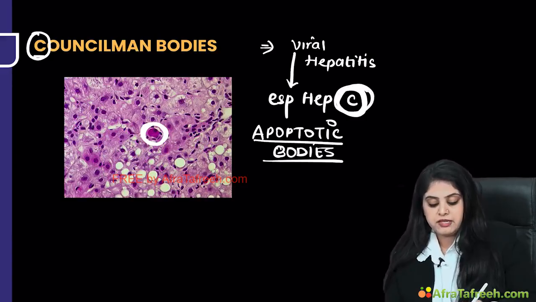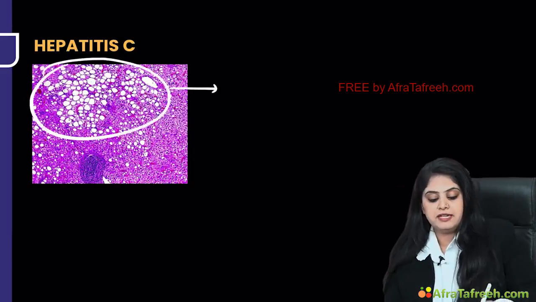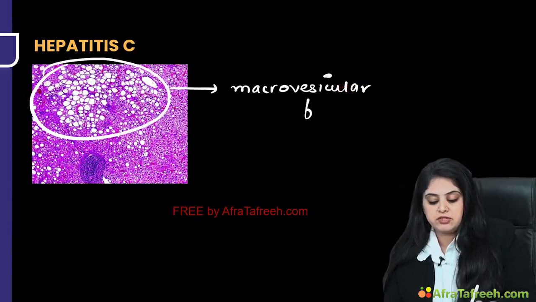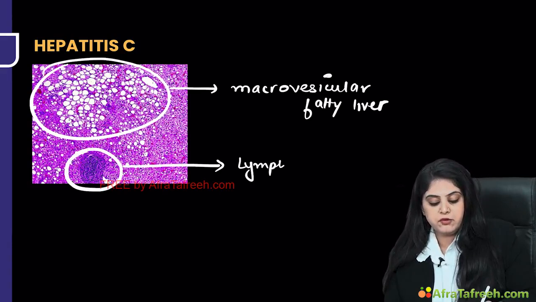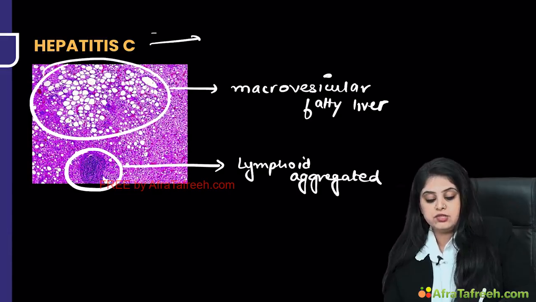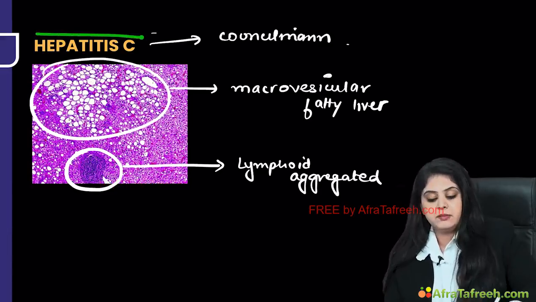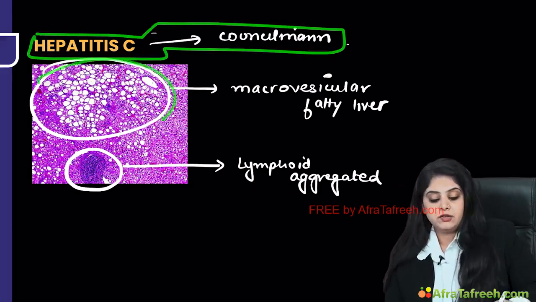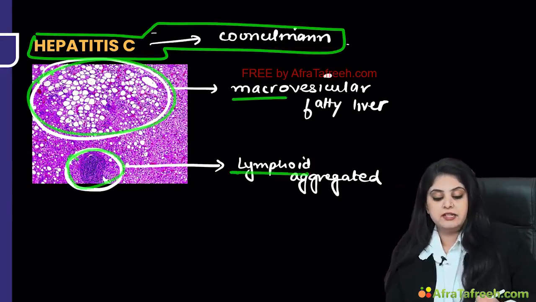Since I'm talking about hepatitis C, let me also show you one more change of hepatitis C. Can you see a lot of fatty liver changes have happened? Macrovesicular fatty change, big fatty changes are going to occur. Macrovesicular fatty liver, number one. Then can you see some blue spots? That is going to be lymphoid aggregates. These are all the features of hepatitis C, and you just studied that Councilman bodies are also going to be noted. So repeating, Councilman bodies are seen with hepatitis C. A lot of fatty liver changes are seen, big fat deposits of macrovesicular, and lymphoid aggregates are also noted.